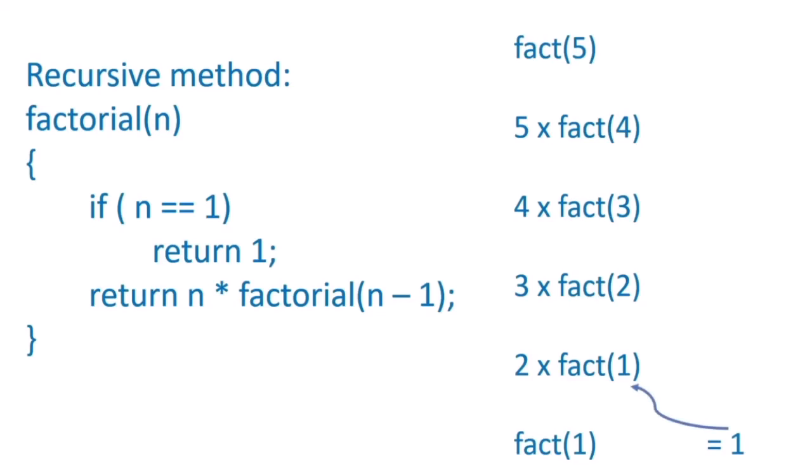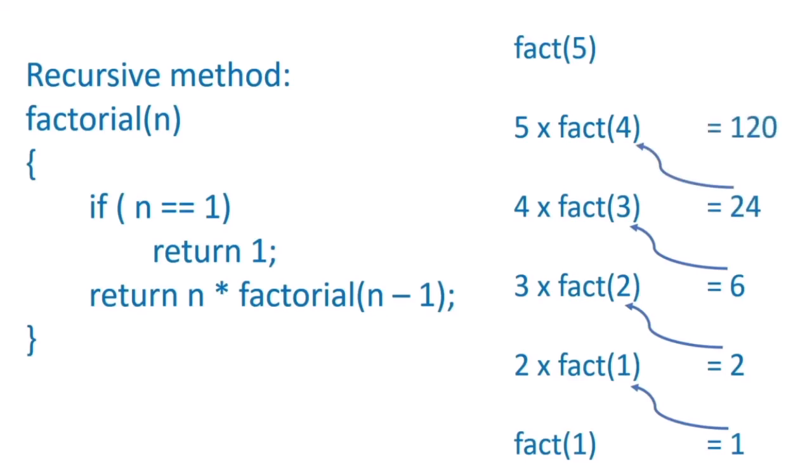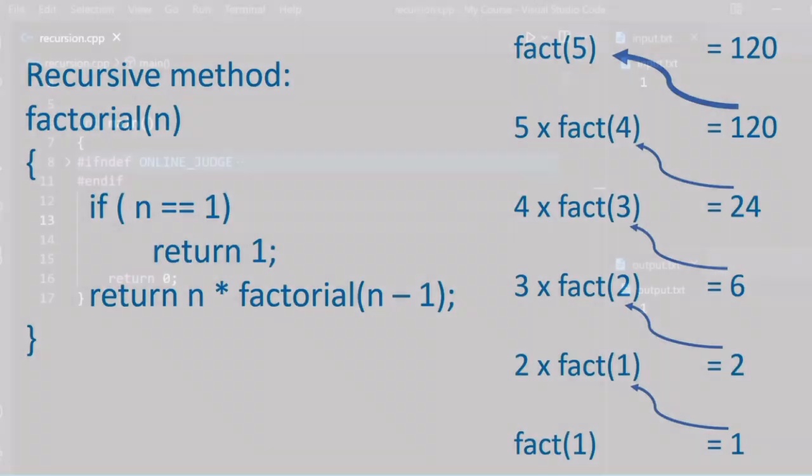This value will go back to factorial of 2 and it will get multiplied by 2, giving the result 2. Similarly, 2 will be returned to factorial of 3 and it will become 6. It will be returned and multiplied by 4 and it will become 24. And similarly for 5 multiplied by factorial of 4, it will become 120, and ultimately our factorial of 5 will become 120. This was the implementation of the factorial function. By this idea, you can get an intuition of how the recursive method works.